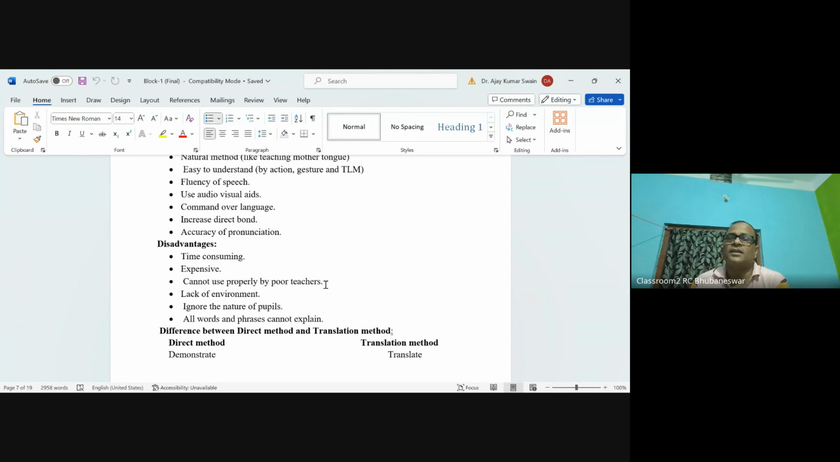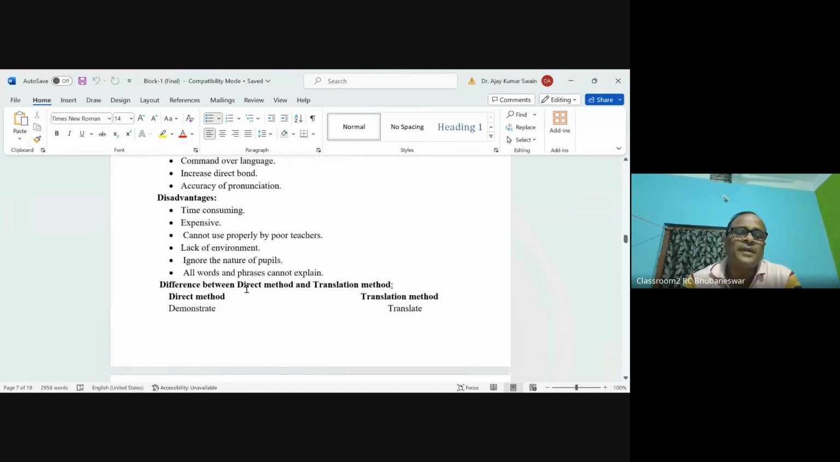Poor teachers, just having a B.Ed degree, you become a teacher in an art subject. So the headmaster allotted you to teach the English subject. So those teachers cannot handle it using direct method. Lack of environment, ignores the nature of pupils. All words, phrases cannot be explained in action, gesture, posture, and using different charts, maps, and TLMs. Okay, these are the demerits of this method.